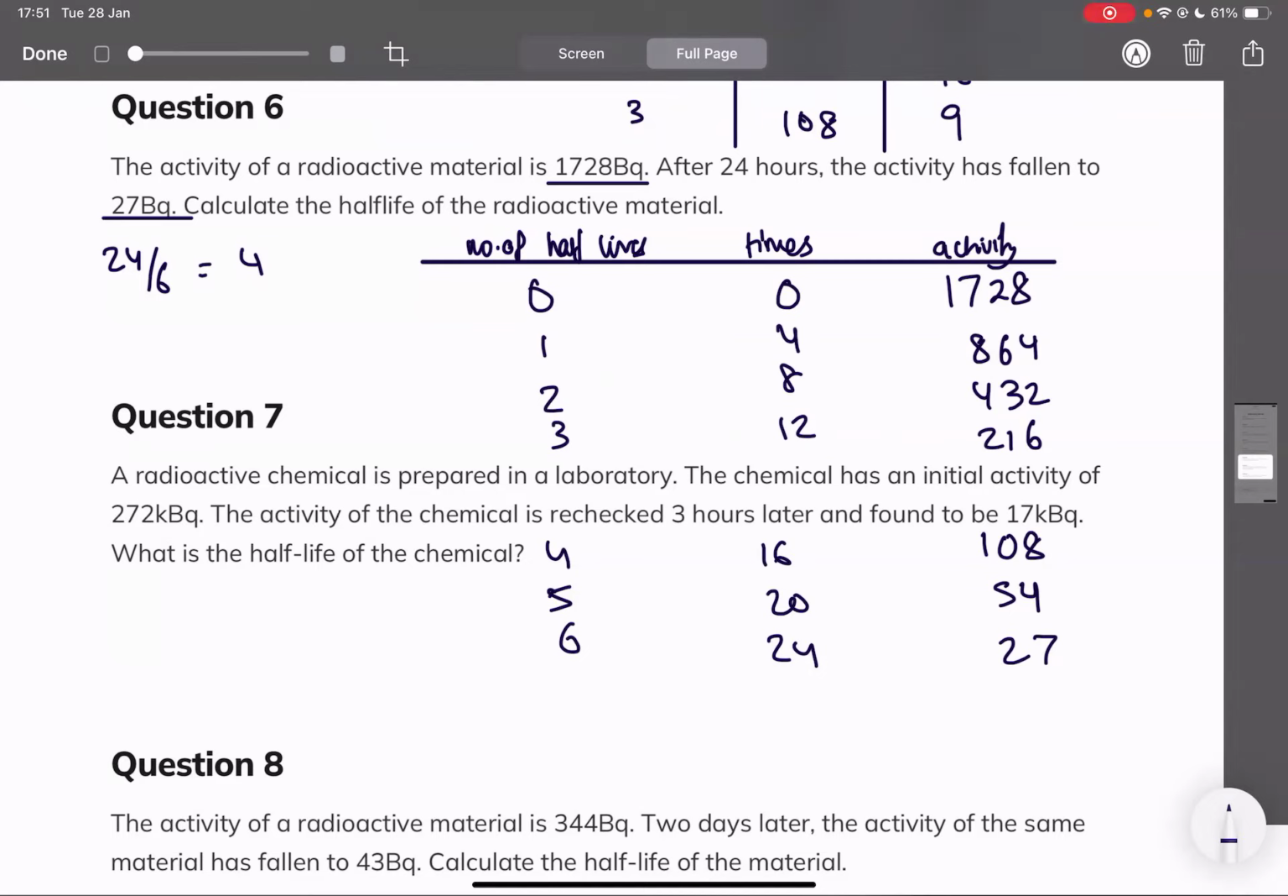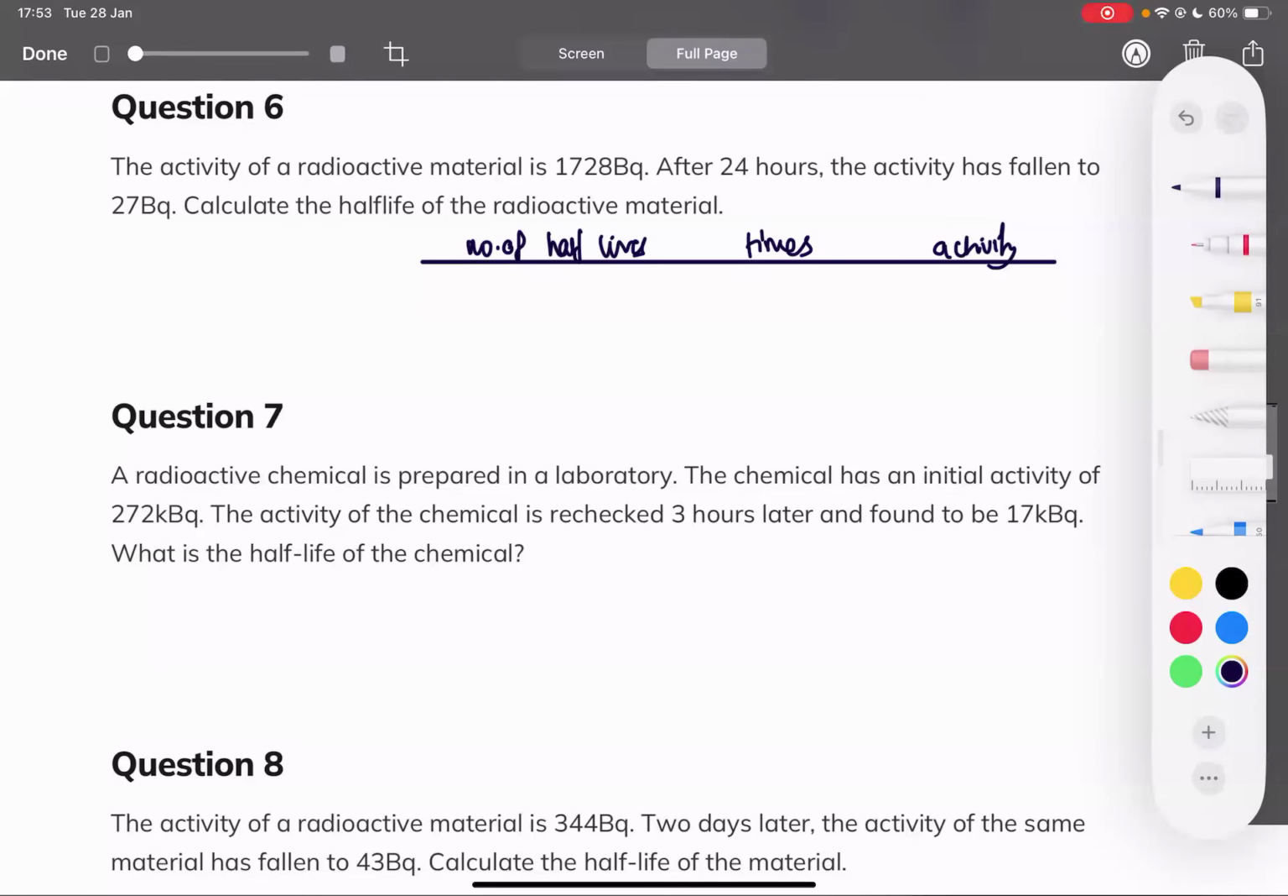Questions 7 and 8 are similar. I'll leave this on the screen, so try 7 and 8. For question 7, we're going to do the same thing. We've got an initial activity of 272, and we're just going to keep halving it until we get to 17, because it says it started at 272 and it later became 17. So 136, 68, 34, and 17. It halved 1, 2, 3, 4 times, and that took 3 hours.